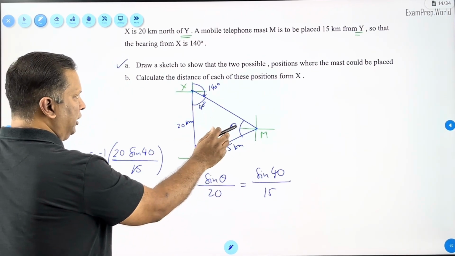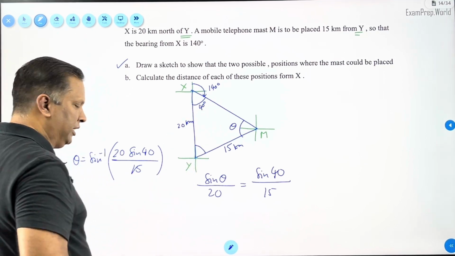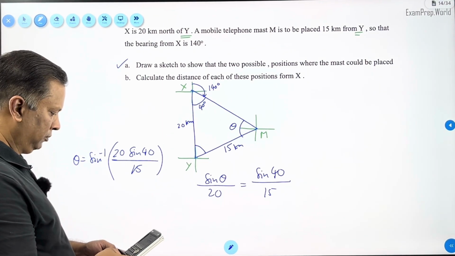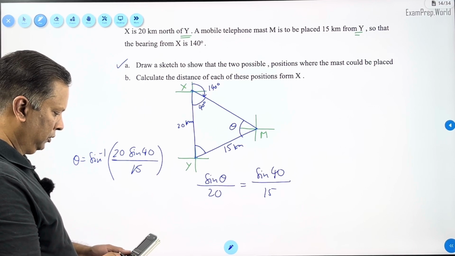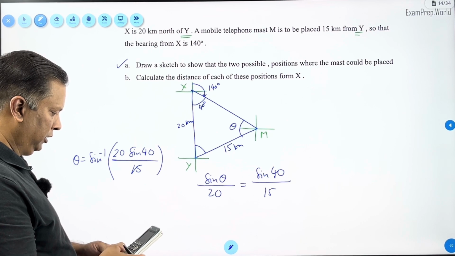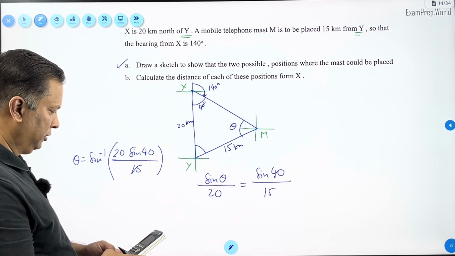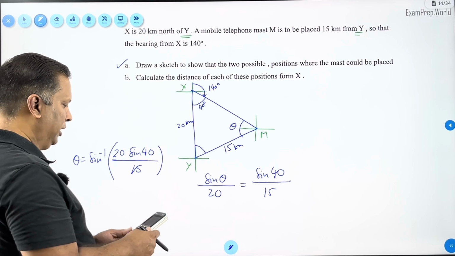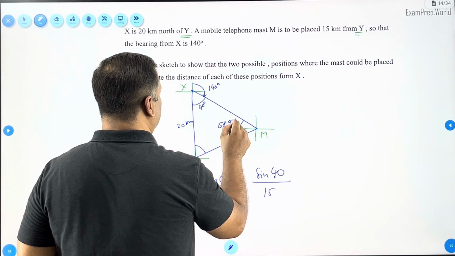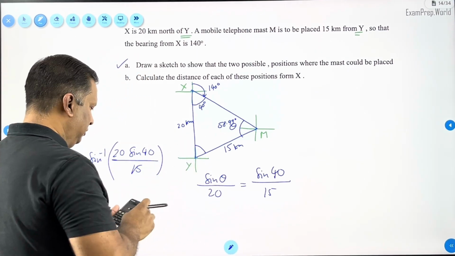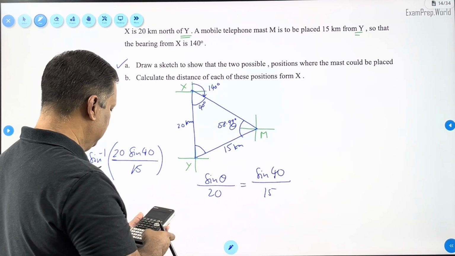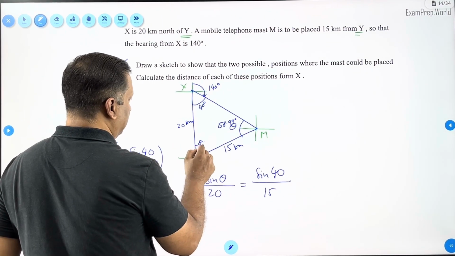If we get this theta, we will get this angle, then again we will put a sine rule to find the other side. So let's do this. Sine inverse of 20 sine 40 divided by 15 is 58.99 degrees. So how much is this angle now? We add 40 and subtract it from 180. This is 81 degrees.